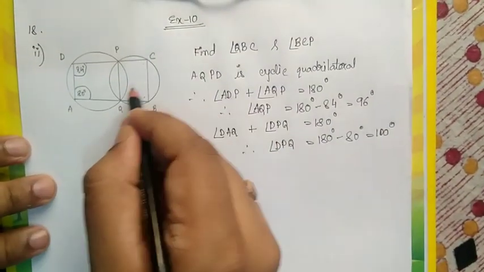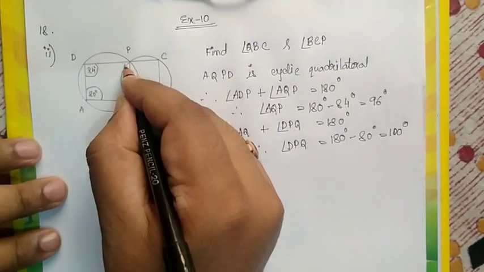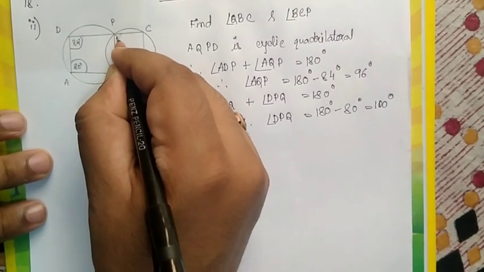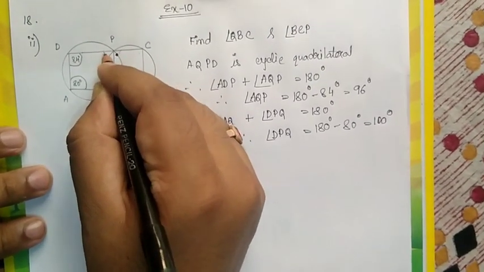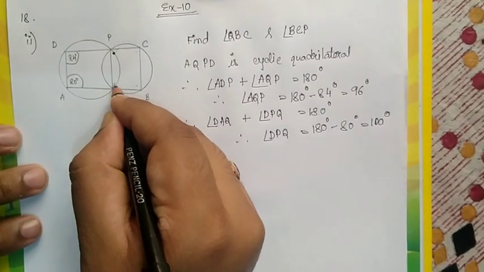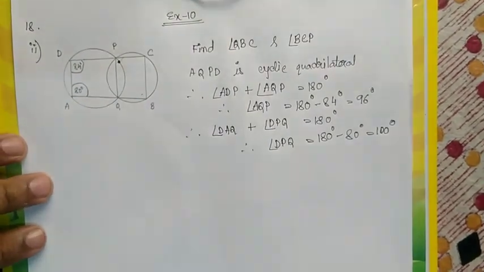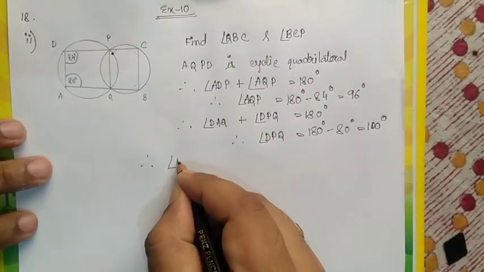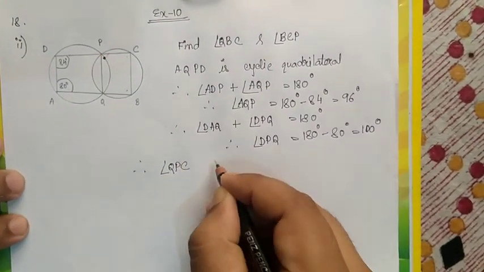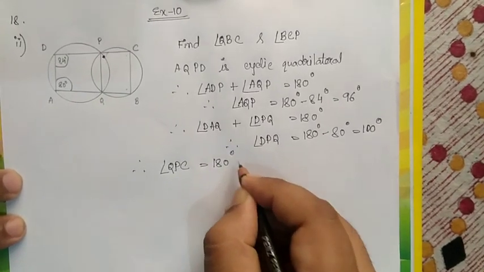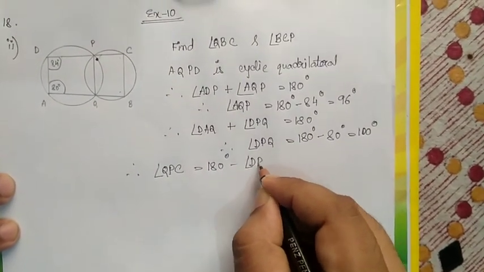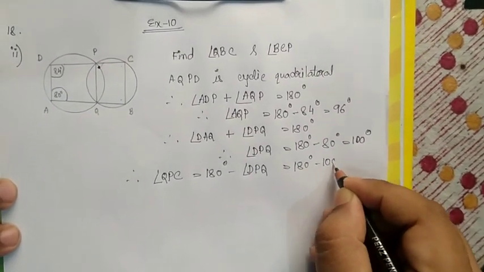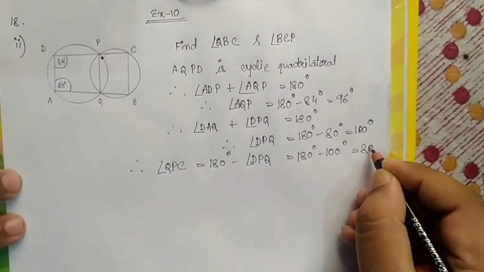Now this is a straight line, this is also a straight line. So therefore this total angle should be 180 degree. So the remaining angle equal to 180 degree minus of this, and same as this angle 180 degree minus of this. So therefore angle QPC equal to 180 degree minus angle DPQ equal to 180 degree minus 100 degree equal to 80 degree.